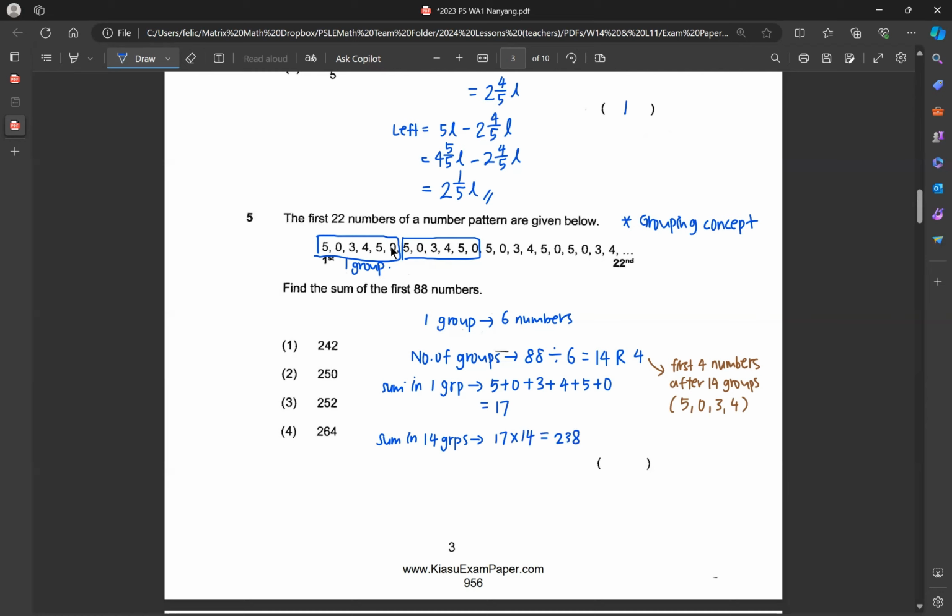All right. Now, but that's not all. Remember, we have the first four numbers to consider that exist after these 14 groups, because these first four numbers still belong to these 88 numbers. They are still inside these 88 numbers. So the first four numbers will be 5, 0, 3, 4. We have to add those in as well. So your 238, you're going to plus that 5, plus 0, plus 3, and of course, plus the 4. If you add this together, you will get 250. So this is your answer, option 2.